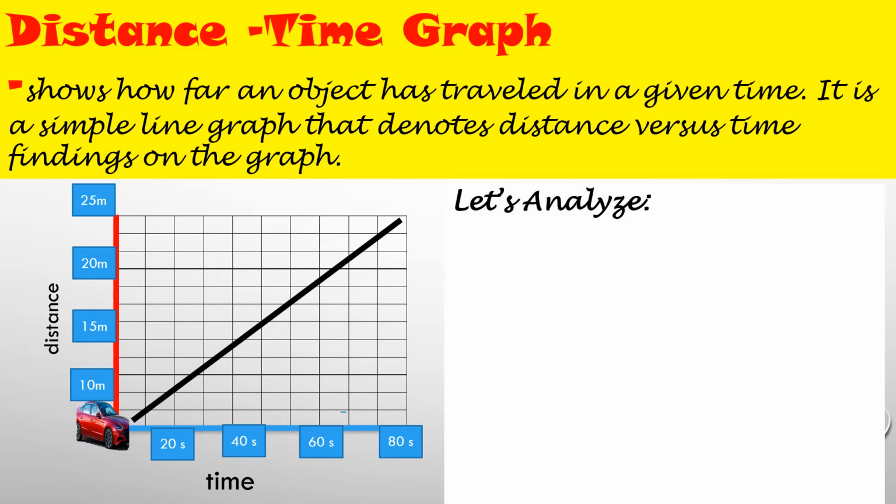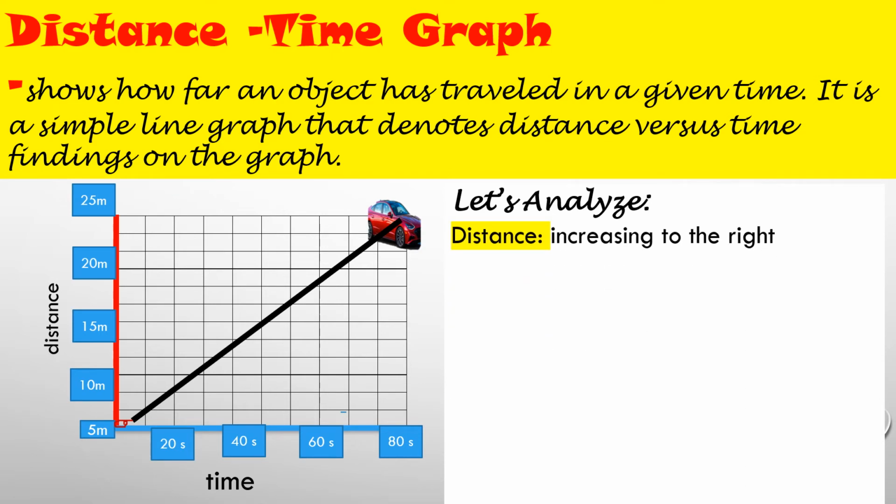Look at the car. Okay. So, from here, ito yung origin niya. Start, papunta siya doon. So, let's analyze. Ano ang nangyari sa distance? Nag-moving po siya. Increase po. Okay. Nag-increase. Pag sinabing increase, tumaas. Kasi from 5, naging 25. From 5, ito na si car, naging 25 na siya. What happened to the time?